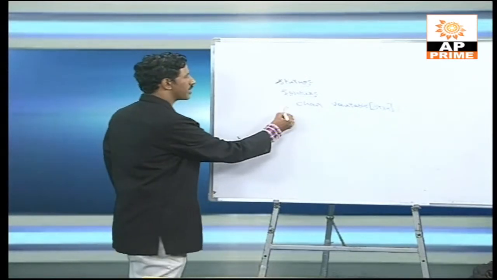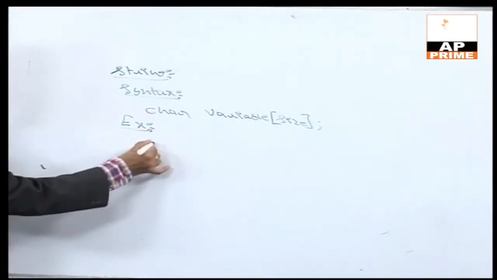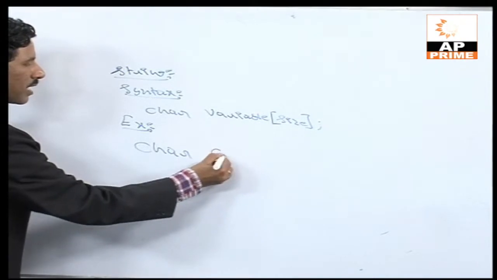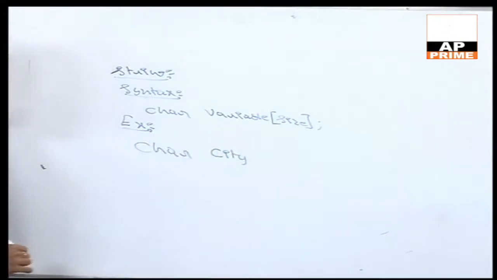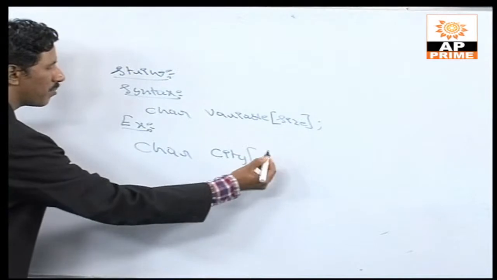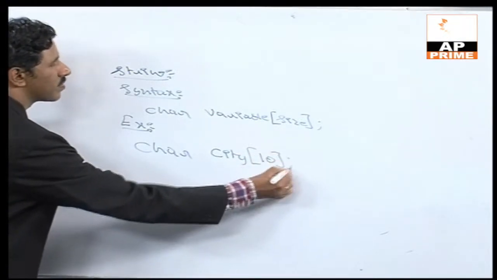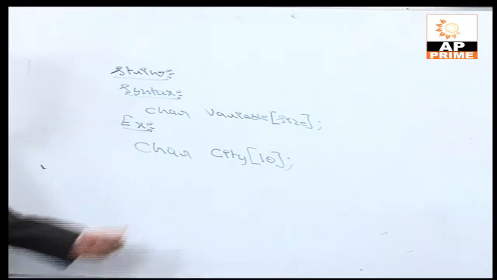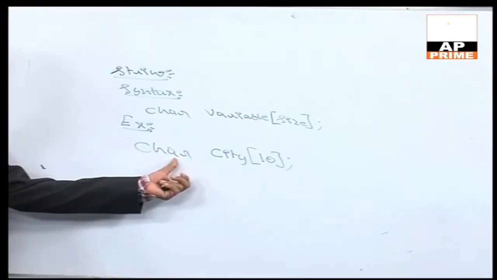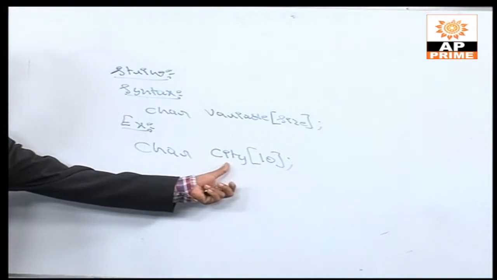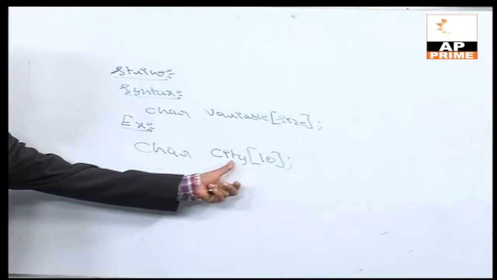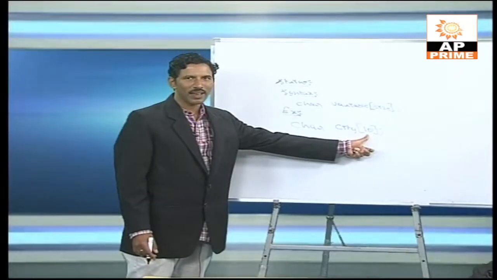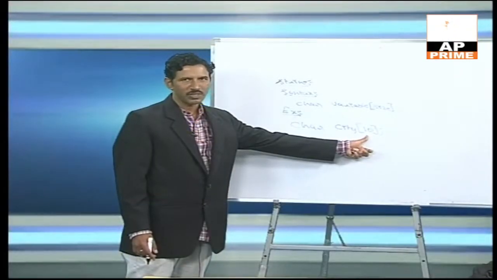You see that string, if I mention it with char, what is my variable name? City. The variable name is city. For that variable I used a length of 10. What is the meaning of this? I mentioned char, the character data type, and city is a variable, user defined. How many characters in length? 10 characters. You can enter a maximum of 10 characters for city.